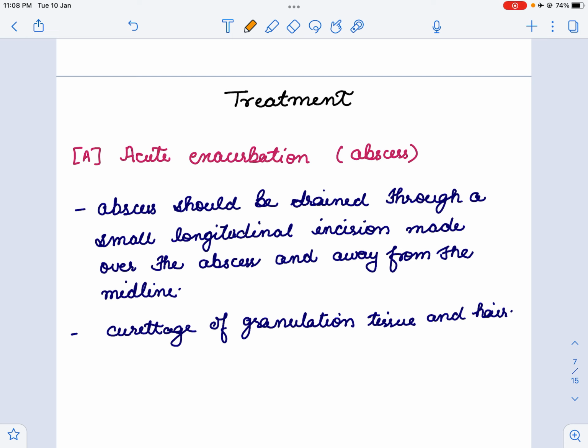Now, supposing a patient presents to you with an acute exacerbation. During an acute exacerbation, you cannot obviously excise the sinus, you just have to drain it. So, an abscess should be drained through a small longitudinal incision which is made over the abscess and away from the midline.